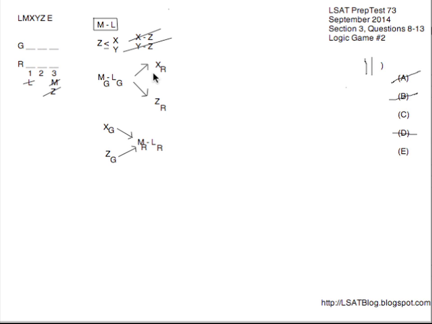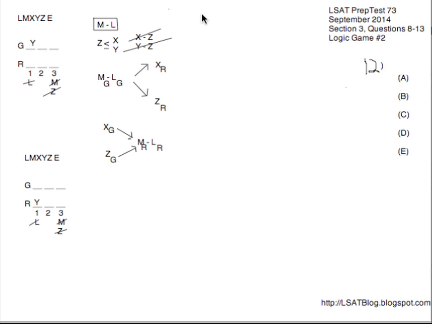Now finally going on to the last rule, if M or L, or really both, are on gold, then we have to have X and Z on the other level, on R. And looking at choice E, we have L on gold, yet we also have Z on gold in choice E. That's unacceptable, so E is gone, leaving C as our answer for number 11.